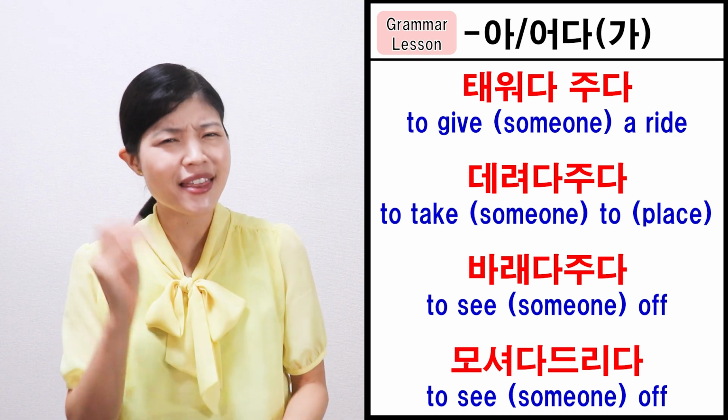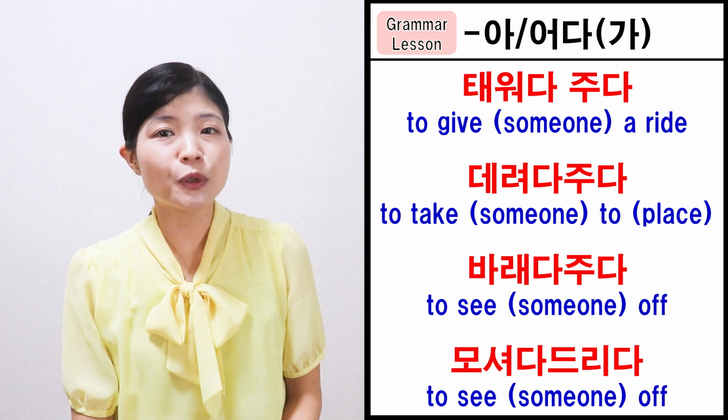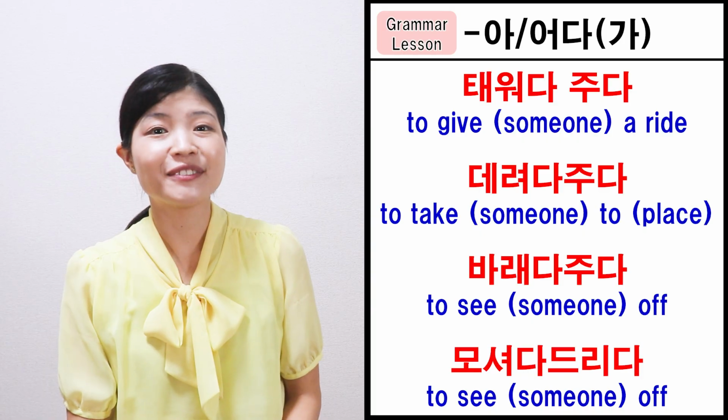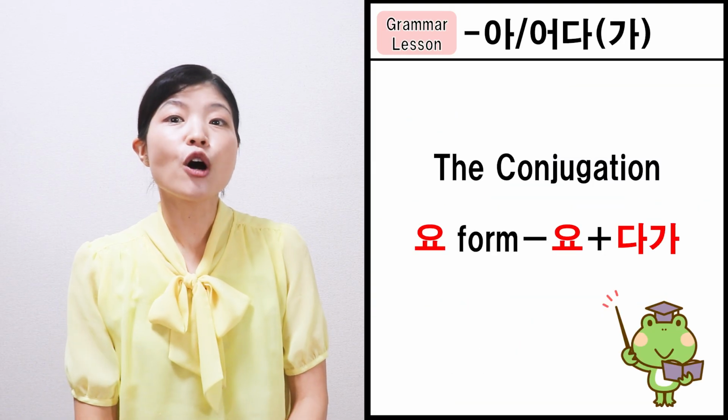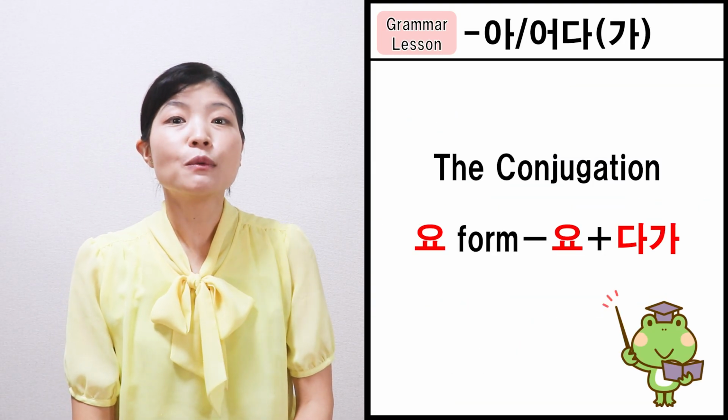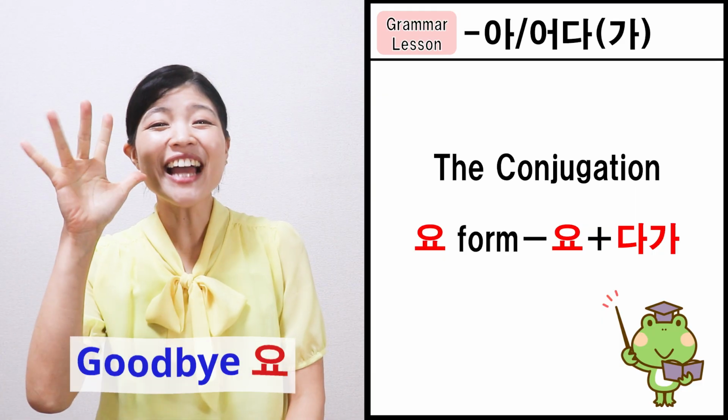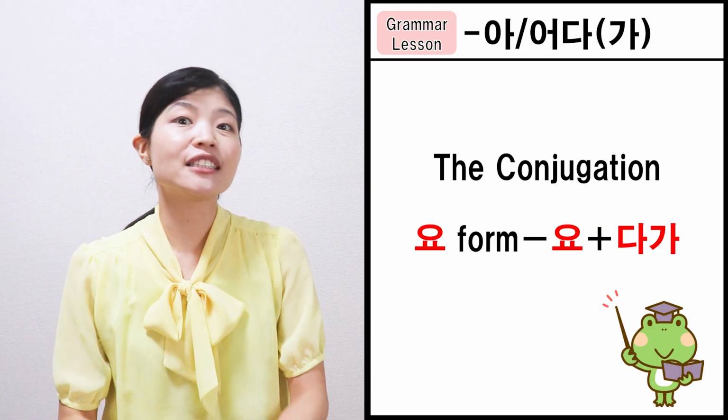You might have heard these words, haven't you? These words are made up of this grammar. To conjugate, first think of the yo form and then remove yo from it, and connect 다가 to the form.